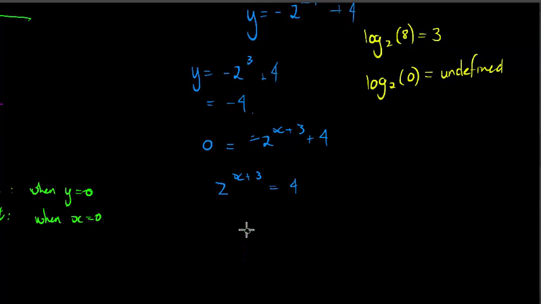So x plus 3 must equal 2, so x must equal negative 1. So there's my two intercepts. Okay, so now already, look how easy this was.